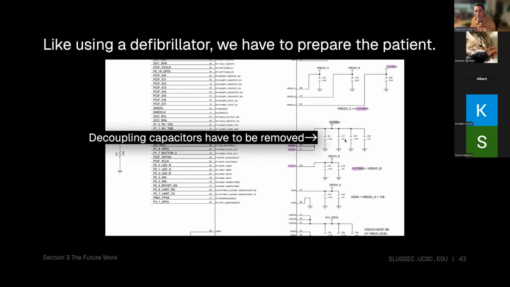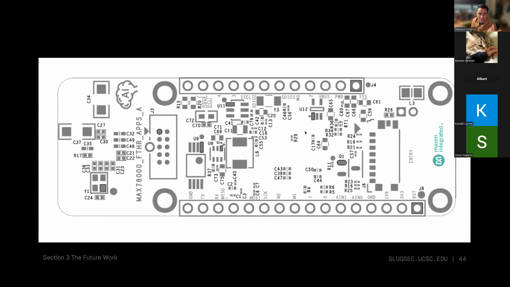These capacitors are known as decoupling capacitors, and the whole point of them being there is that they maintain the voltage level of VCORE A. So in order to voltage glitch properly, you actually have to remove them. Easier said than done, right?